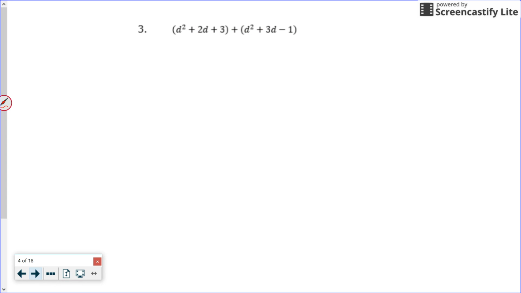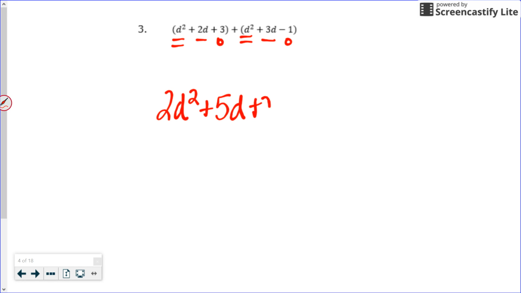Number three, we're back to addition. We've got d squared plus d squared. That would be 2d squared. 2d plus 3d. 2 plus 3 is 5d. 3 plus a negative 1, that's the same thing as 3 minus 1. 3 minus 1 would be 2.